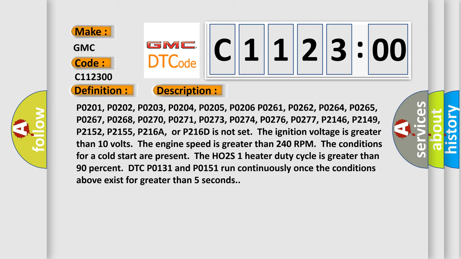This diagnostic error occurs most often in these cases. Condition 1: the ECM detects that an HO2S1 signal voltage is less than 60 mV, while the corresponding HO2S2 voltage is greater than 500 mV. Condition 2: the ECM detects that an HO2S1 signal voltage is less than 60 mV after a cold start.